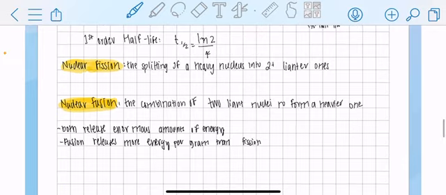Nuclear fission is the splitting of heavy nuclei into lighter ones, and nuclear fusion is the combination of two light nuclei to form a heavier one. And they both release an enormous amount of energy, but fusion releases more energy per gram than fission.